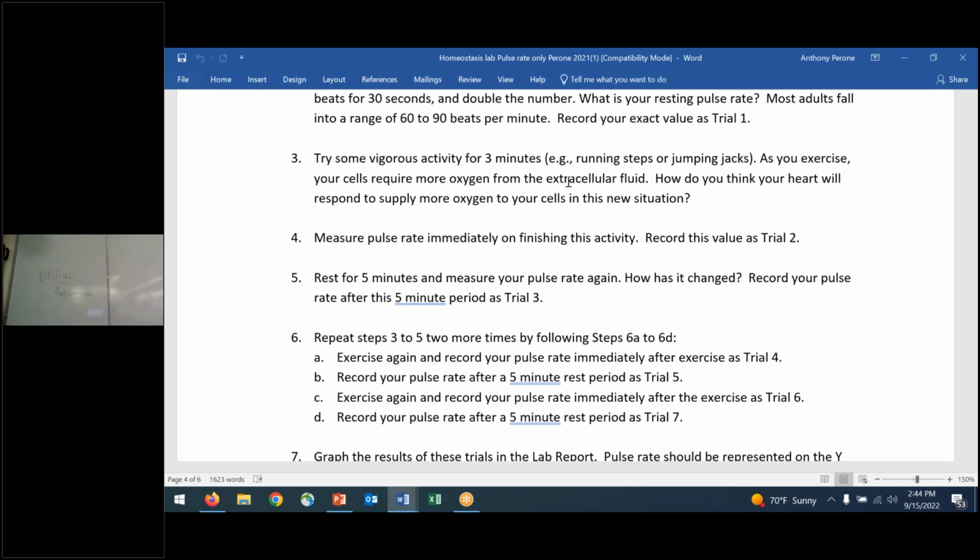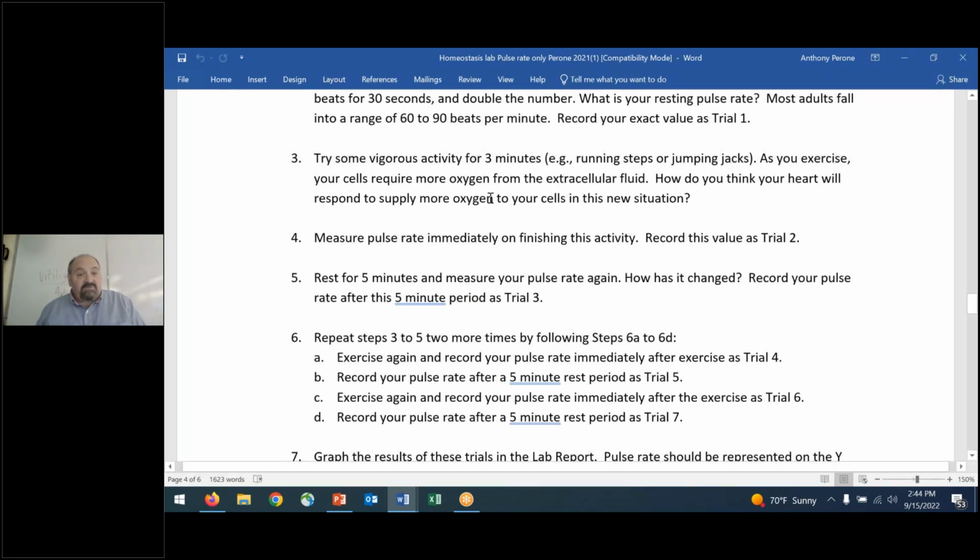So whatever you want to do for 3 minutes, it doesn't have to be crazy. It doesn't have to be where you're running really fast, but if you want to walk up and down the stairs, or up and down the hall, it's fine. Want to do some jumping jacks in here? 3 minutes, remember that, okay? Whatever it is that you're doing.